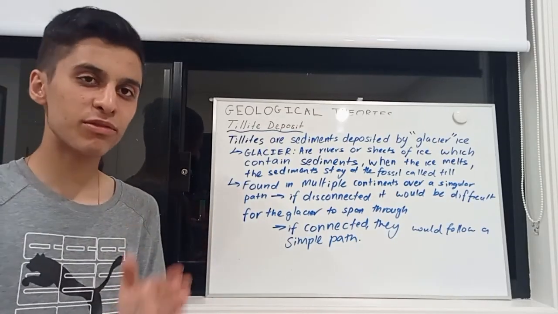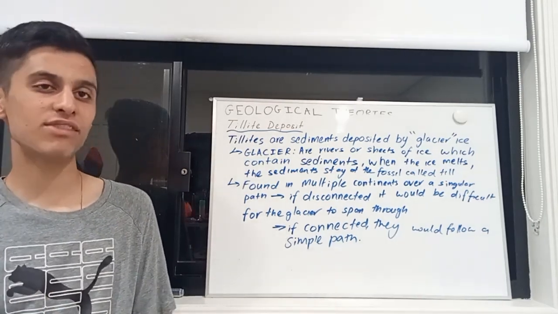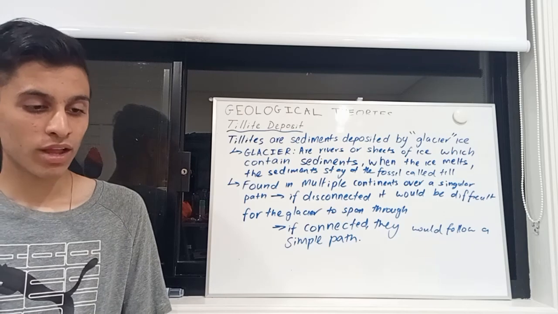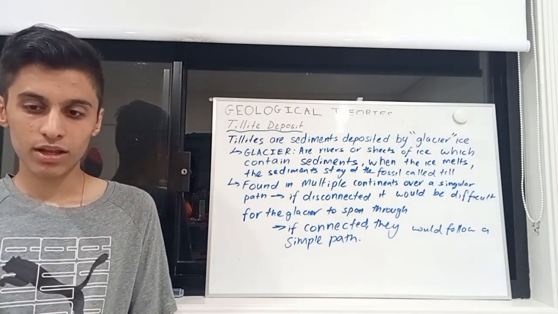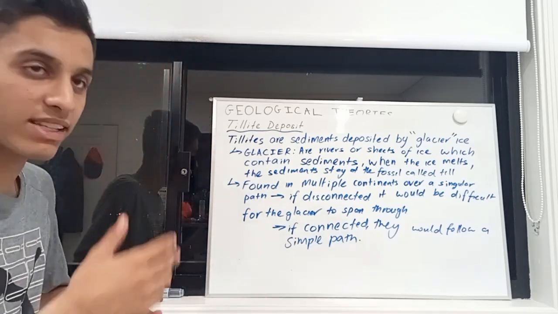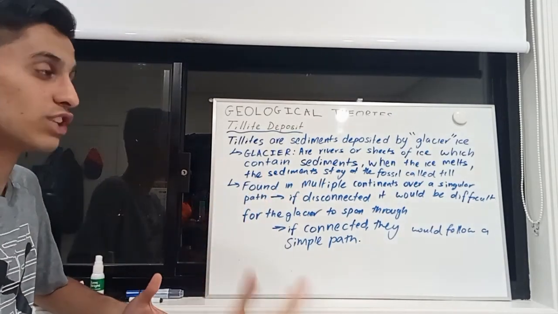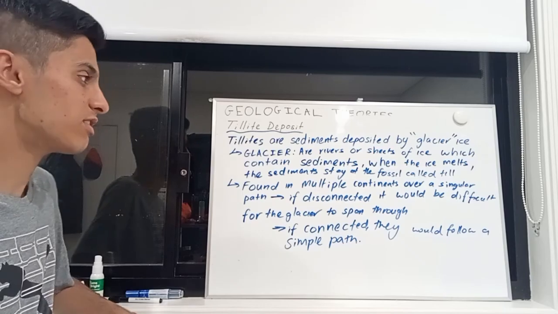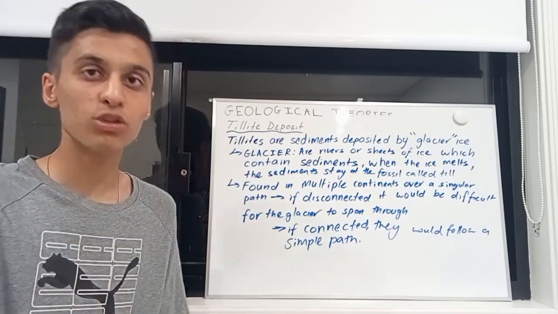Now, really quickly before we jump into convection current theory, I thought I might explain the last piece of evidence in a bit more detail. So tillite deposits, although it sounds pretty simple, is quite hard to understand. So tillites are basically sediments deposited by glacier ice. Now, glaciers are rivers or sheets of ice which contain sediments. And when this ice melts, these sediments stay in a fossil, which is called a till.